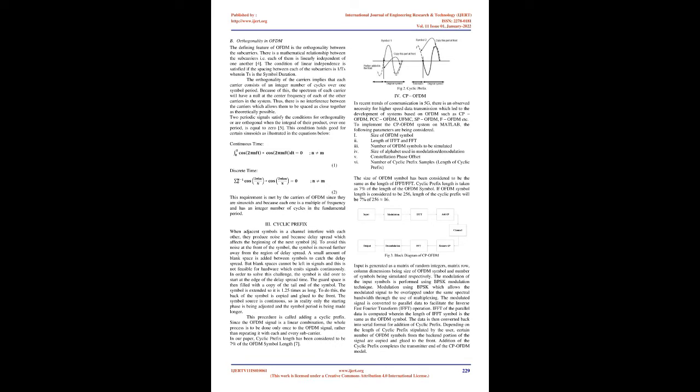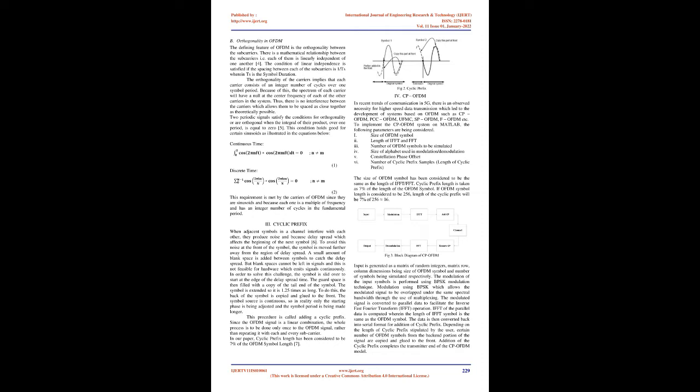3. B. Orthogonality in OFDM. The defining feature of OFDM is the orthogonality between the subcarriers. There is a mathematical relationship between the subcarriers, i.e. each of them is linearly independent of one another. The condition of linear independence is satisfied if the spacing between each of the subcarriers is 1/ts, wherein ts is the symbol duration.